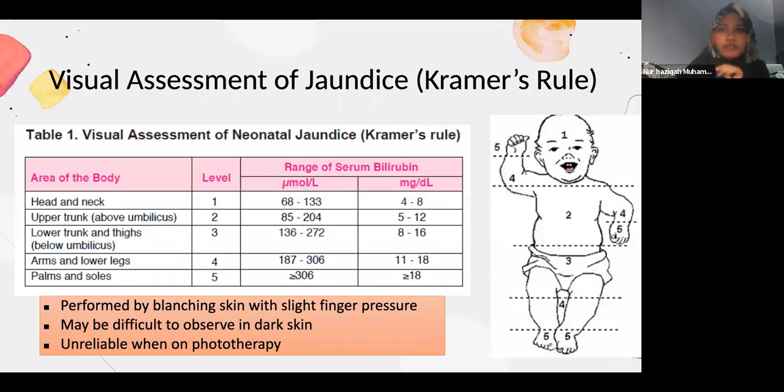This is a visual assessment of jaundice. We can use Kramer's rule to estimate the amount of bilirubin in the child. Usually it progresses from the head down to the extremities. So if it is mild jaundice, it will only appear around the head, neck, and upper trunk. However, for severe, the baby can be jaundiced up until the toes or the whole body. However, for a child with darker skin, it will probably be quite difficult to identify using Kramer's rule, and it is unreliable when on phototherapy.